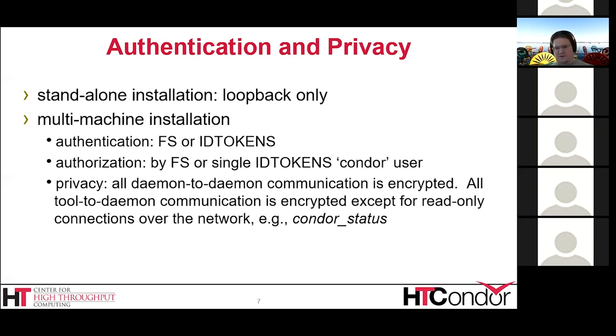When we authorize users, we basically have two authorizations. Anybody that can authenticate via the file system to the submit node, to the access point, excuse me, can submit jobs. And then everything else happens on the basis of a single Condor user. The name of the user is Condor. HTCondor sets up an ID token for it on all of the machines. That Condor user has all of the daemon and administrative privileges that it needs in order to do all of the work that Condor does.